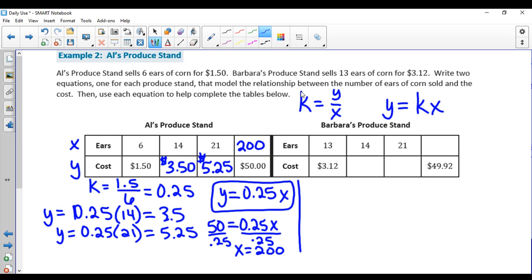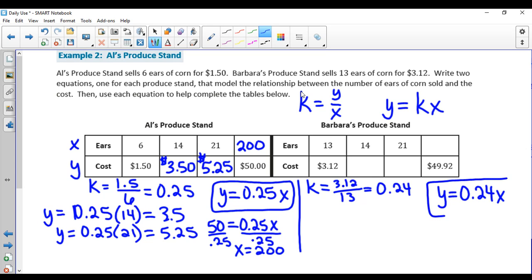On the other side, we're going to do the same thing for Barbara's produce stand. We're going to calculate k by taking the y, 3.12, divided by 13, which will give us 0.24. And then we'll use that constant to write our equation. y equals 0.24x. And then we will use that equation to fill in the rest of the boxes.